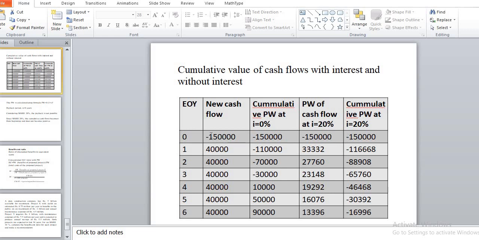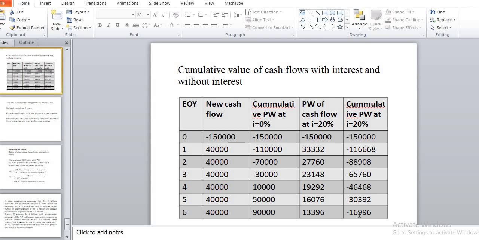Initially it remains the same, minus 150,000. For the end of the first year, we add these two terms, 33,332 plus minus 150,000, so it becomes a subtraction of both terms. Again for the end of the second year, there is an addition of these terms, 27,760, and minus 1,16,668. With this, we get the cumulative amount like this.